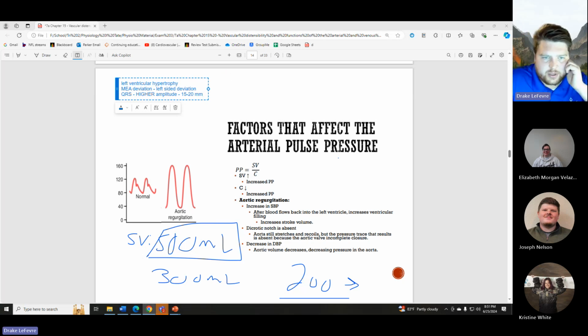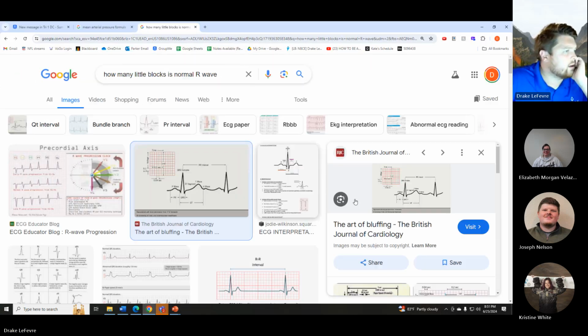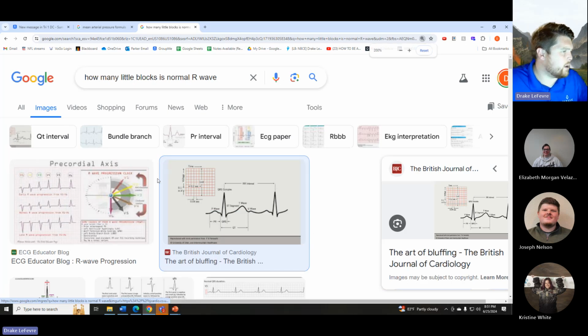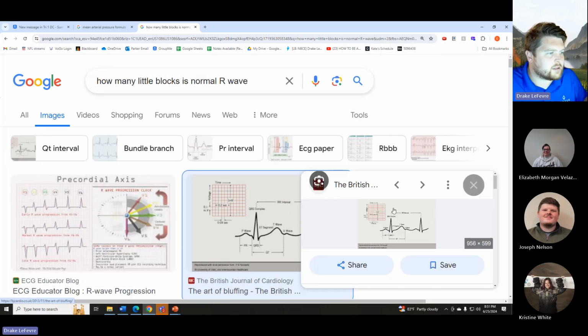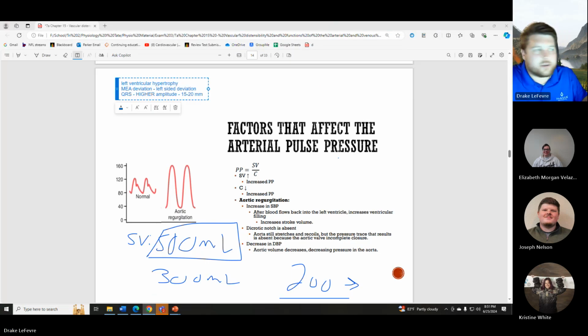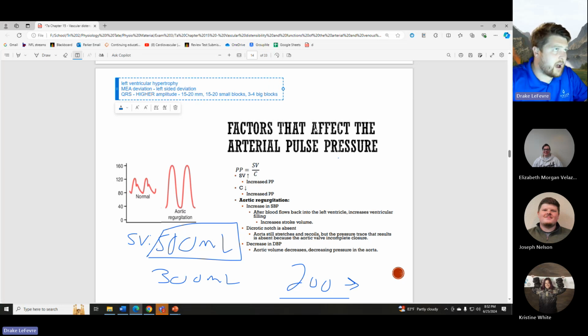Sorry, guys. Let me double check my EKG stuff, because each little box is 0.1 millivolt. Each box is also 1 millimeter. So 15 to 20 millimeters, 15 to 20 small blocks, or 3 to 4 big blocks, because there's 5 small blocks per big block. There we go. If it's more than that, then we're looking at a higher QRS amplitude. Okay.